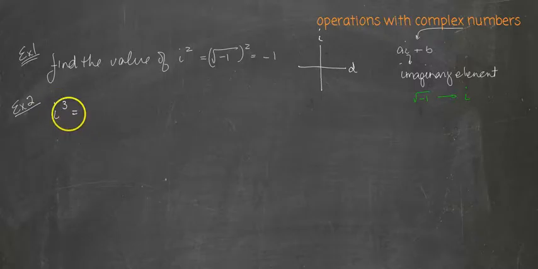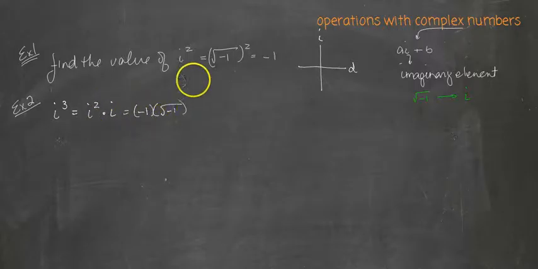Well, in this case, it's easier just to remember that i equals the square root of -1 and that i squared equals -1. So I have i cubed is i squared times i, which equals -1 times the square root of -1. And so i cubed is just the square root of -1, or more precisely, -i.